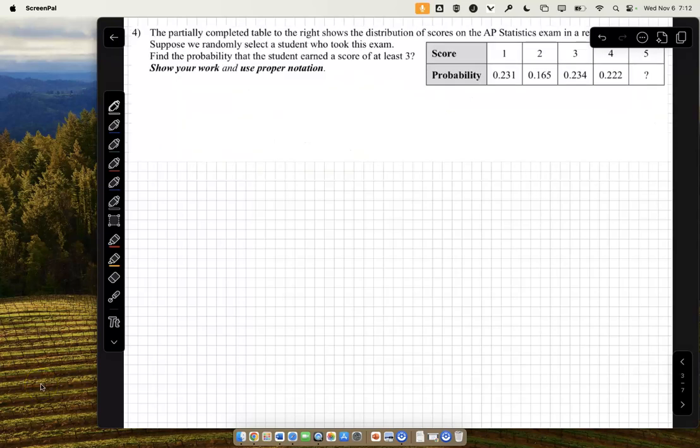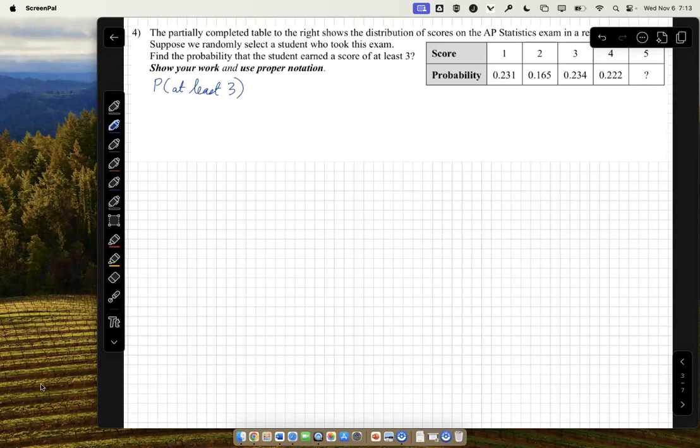Now problem 4 says the partially completed table to the right shows the distribution of scores on the AP Statistics exam in a class. Suppose we randomly select a student who took the exam. Find the probability that the student earned a score of at least 3. Okay, proper notation, show your work. So proper notation: we want the probability of at least 3.